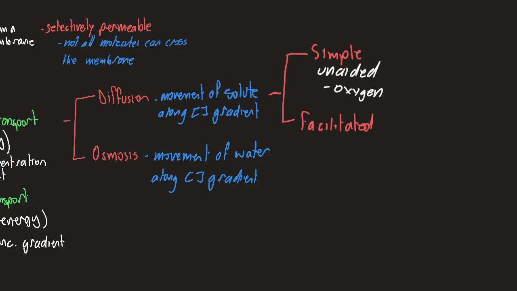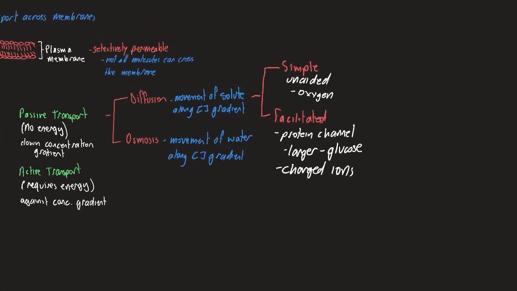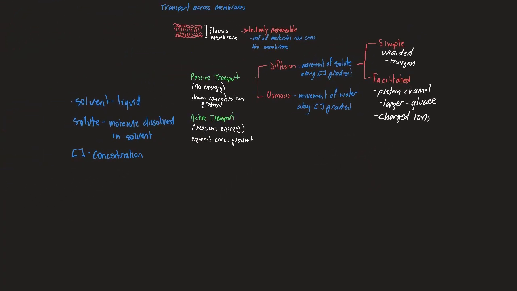Facilitated diffusion requires assistance through something called a protein channel. It's for larger molecules like glucose and charged ions. Sodium ions, for example, have a charge, so they can't simply go straight through. So that's essentially the model.